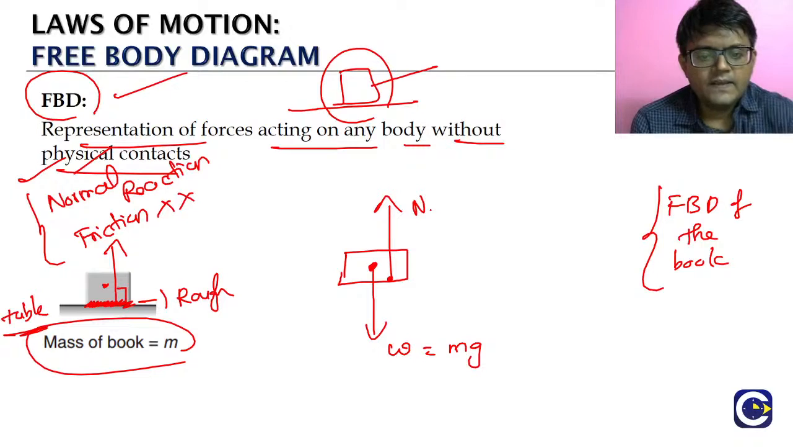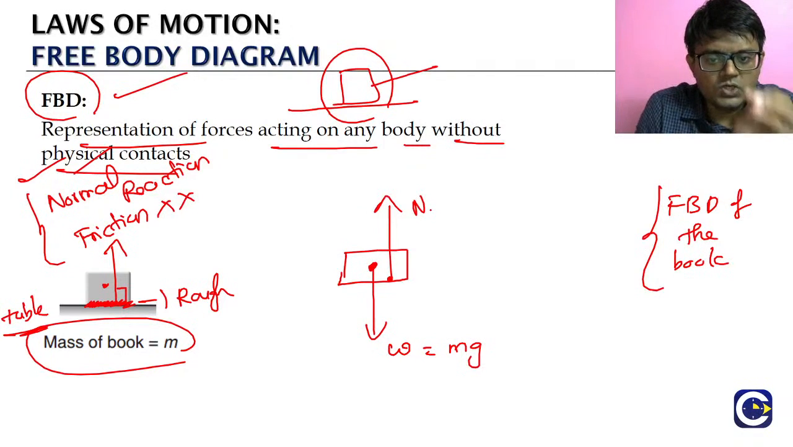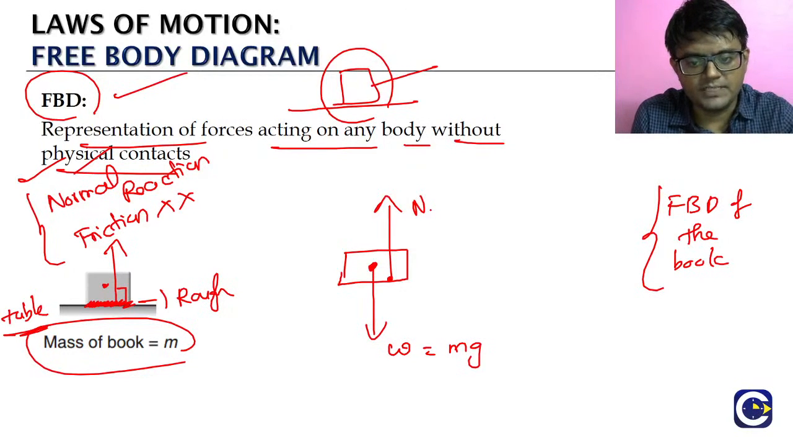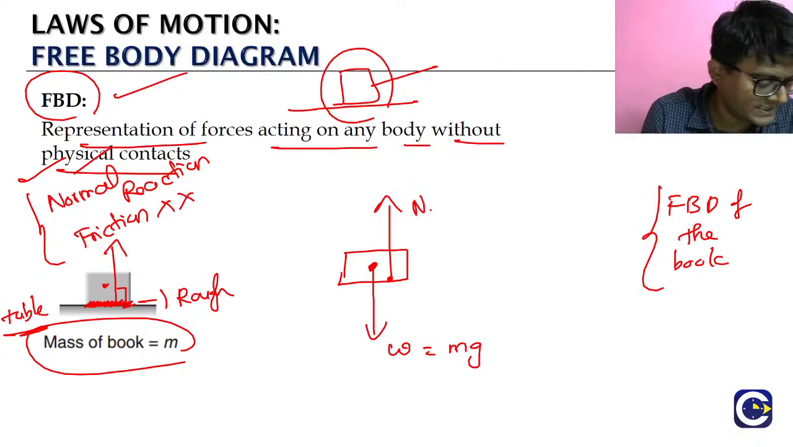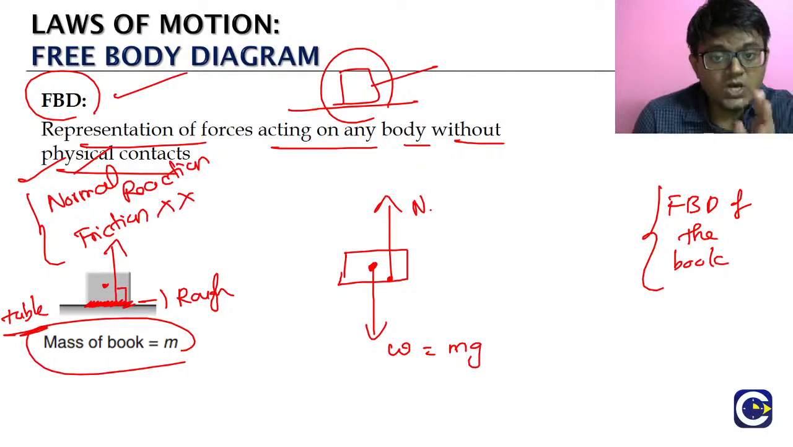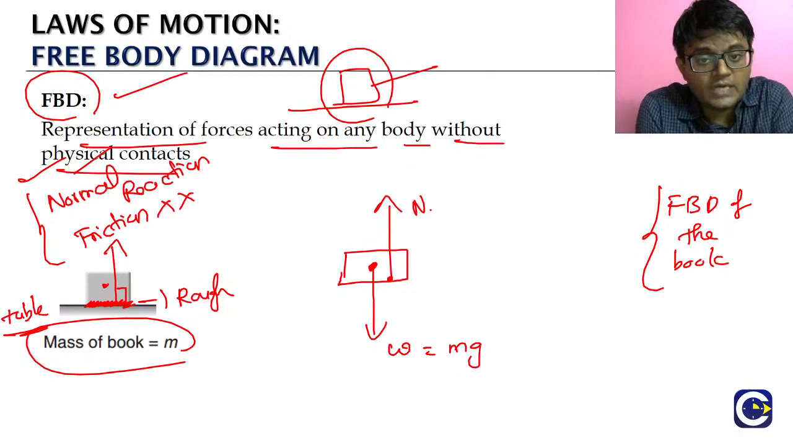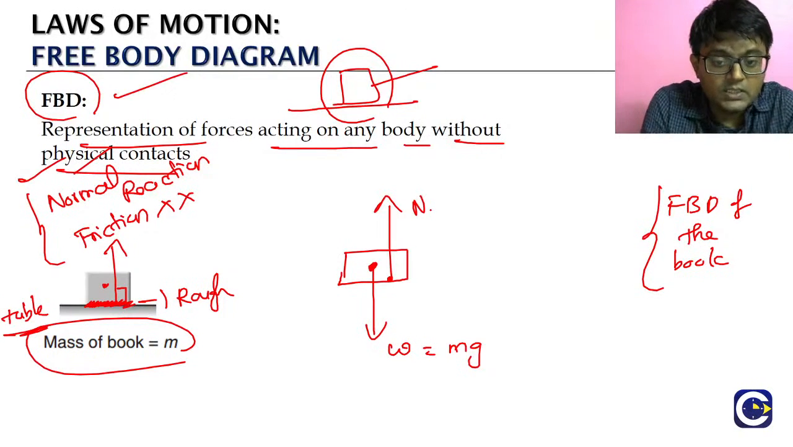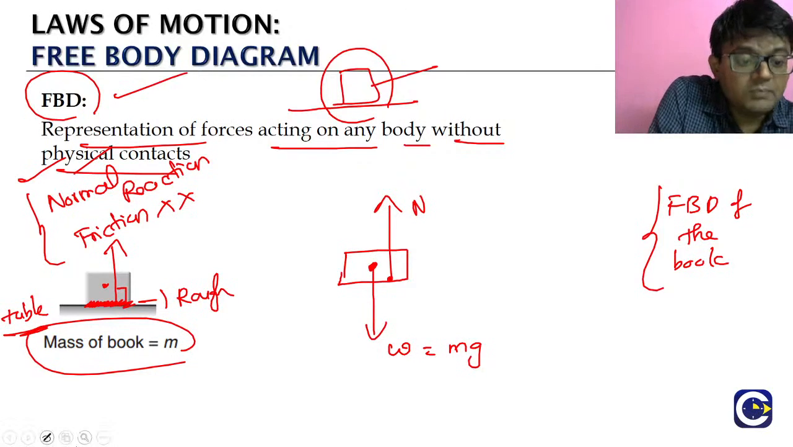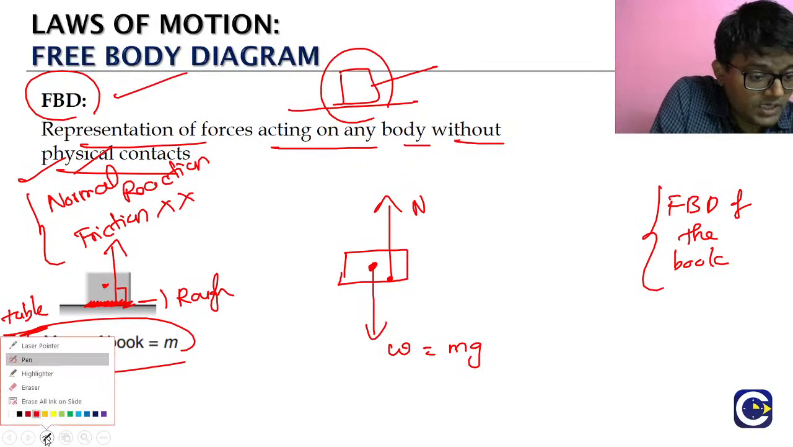But here we will generally have symmetric objects like this book or block. So we will represent the weight as acting at the geometric center of the object. See, we are representing it at the geometric center. Then we have one more force acting on the book. What? The normal reaction, perpendicular or normal to the contact surface. Okay, that's all. So this diagram is what we call the free body diagram of the book.